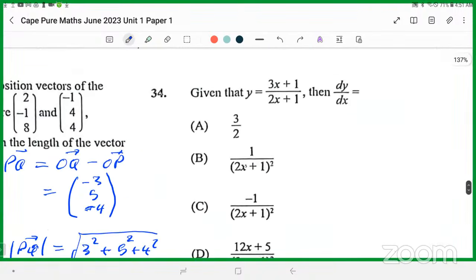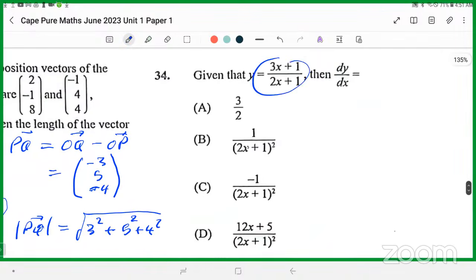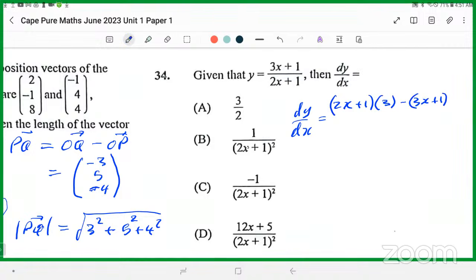Once we differentiate, this is a quotient, right? Differentiate that using the quotient rule. So dy by dx becomes: start with the bottom, which is 2x plus 1. Then differentiate the top, and we get 3. Then subtract the top, which is 3x plus 1, times the derivative of the bottom, 2x plus 1, which is 2. Then put everything over the bottom squared, (2x plus 1) squared. And then simplify.